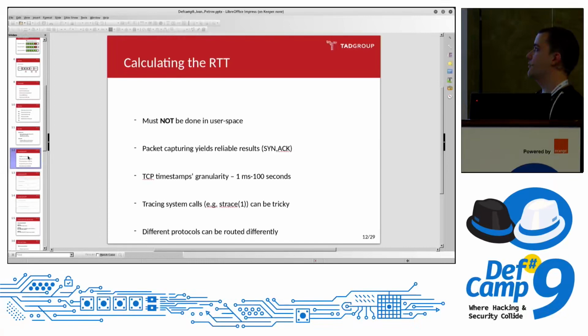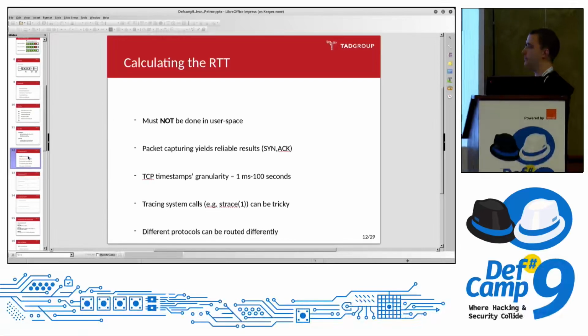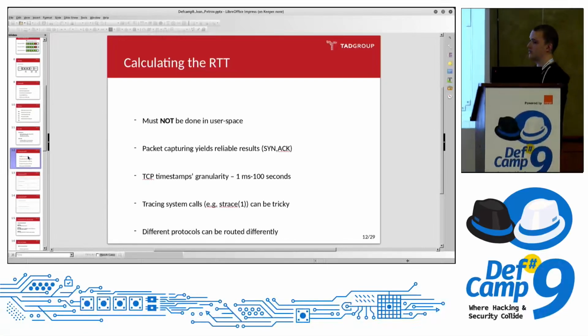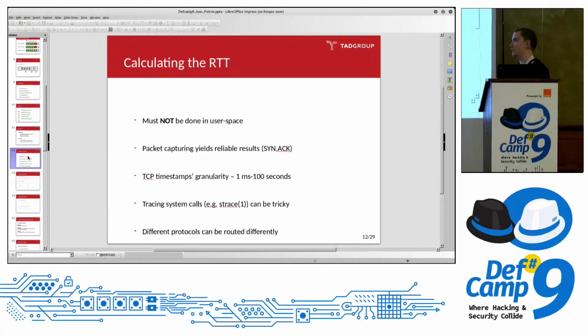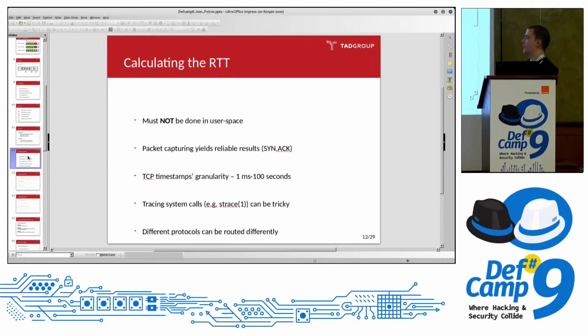So regarding the round-trip time, what we actually did to calculate it is that we didn't do it from user space. We clarify that because user space is not reliable, especially for networking. But what was pretty reliable was packet capturing. We captured a couple of packets. We estimated the time based on the SYN and ACK packets. And yeah, as I said, TCP timestamps don't work that well.